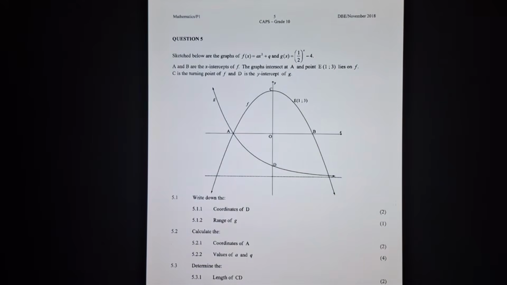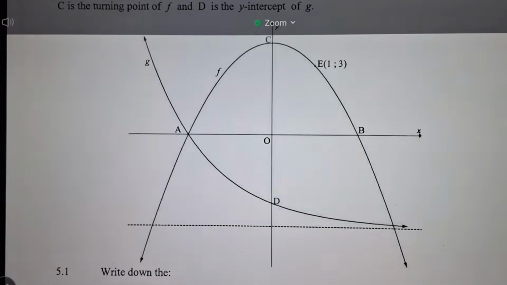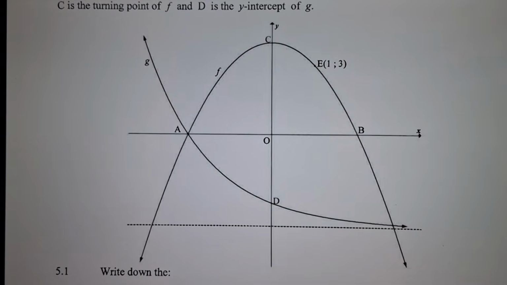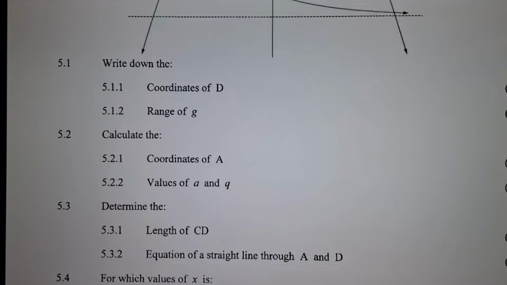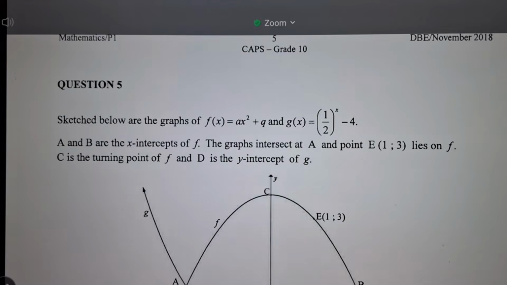Now, question 5. If you look very carefully, we have a function here. We have a function which consists of a parabola graph and an exponential graph, on the same set of axes. Before we can answer any questions, because as you can see we have some questions down here, firstly I will read the statement.